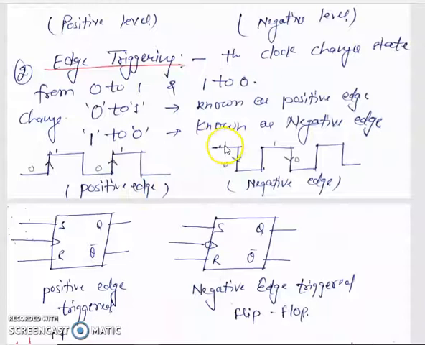If the clock changes from 1 to 0 and the next clock period starts from this 1 to 0, it is called negative edge triggering. So both edge triggering and level triggering are used in the clock of flip-flops. Okay.